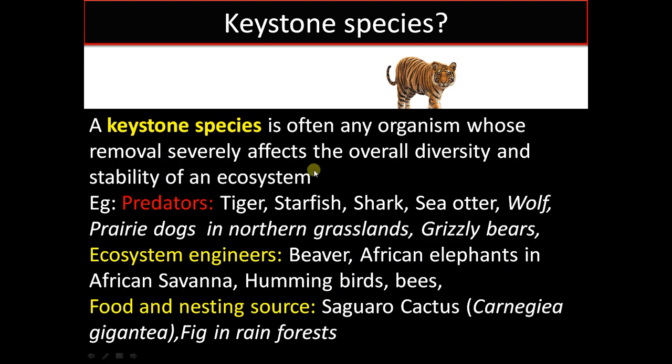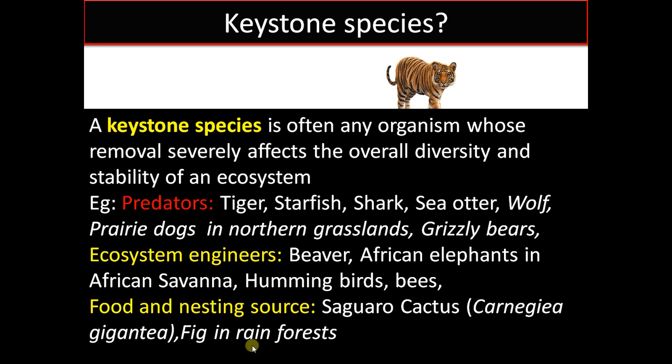Now, what are keystone species? A keystone species is any organism whose removal severely affects the overall diversity, stability, and structure of an ecosystem. Often, keystone species are predators like tiger, starfish, shark, wolf, prairie dogs, grizzly bears, etc. But there are some keystone species like ecosystem engineers like beaver, African elephants in African savanna. African elephants are effective grazers that will keep the ecosystem as grassland forever without allowing the trees to come up, so that it will remain as grassland.